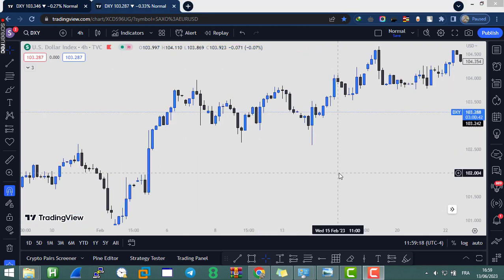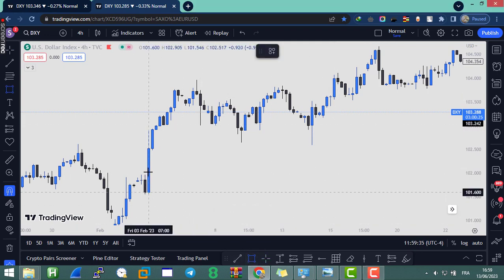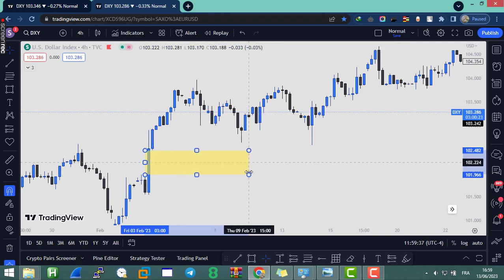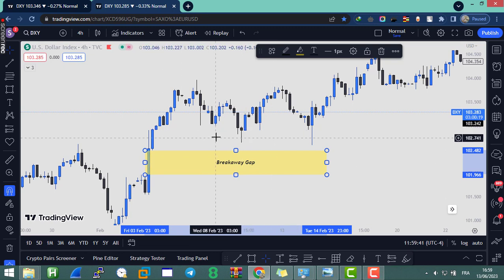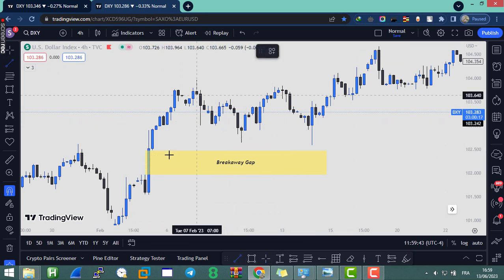Moving on to the third example. This is the Dixie, the US dollar index, a 4-hour chart. Please pause the video and try to identify a bullish balance price range. I hope you paused it. As you can see, we have a fair value gap right here. This is a breakaway gap. Why is this a breakaway gap? Price never filled it, and this is the reason.